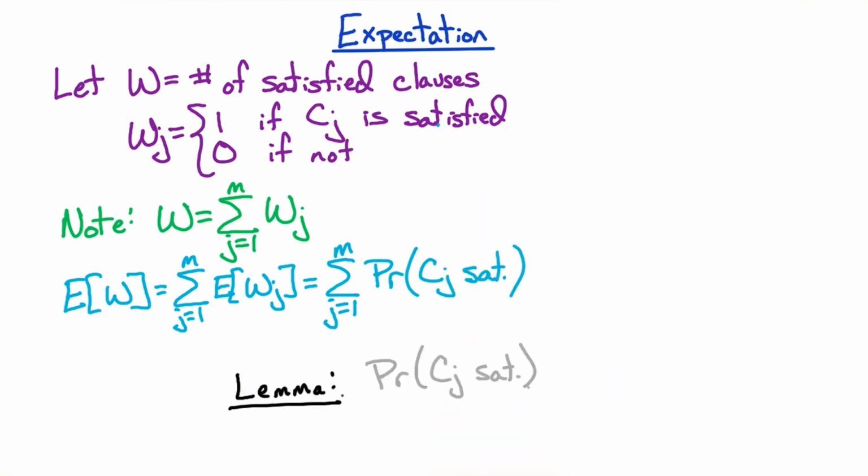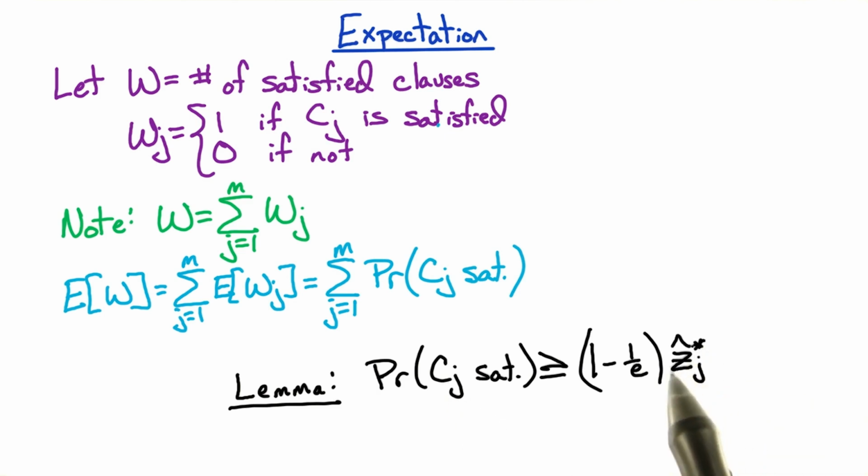Now we're going to prove that the probability that this clause is satisfied is at least 1 minus 1 over e times the LP value for this clause. The LP value for this clause is zj hat star. In some sense, this is sort of like the probability that the LP satisfies this clause, and after this rounding procedure, the assignment that we end up with will satisfy this clause with probability at least 1 minus 1 over e times this original probability. Now we're going to prove this lemma momentarily, but now let's plug that back into this computation.